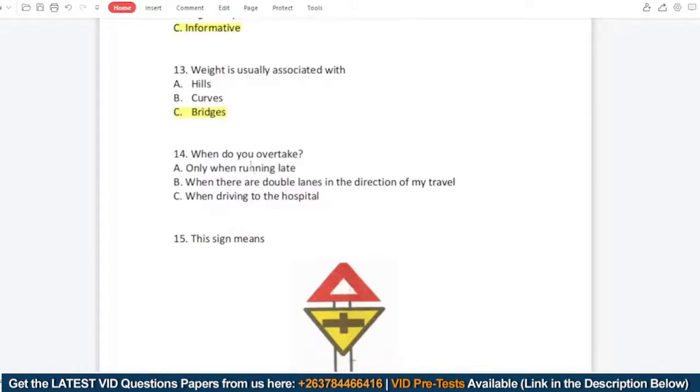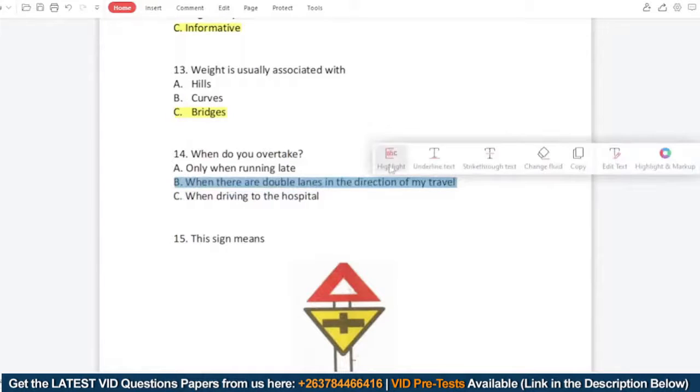Number 14, when do you overtake? Is it A, only when running late? B, when there are double lanes in the direction of my travel. C, when driving to the hospital. So do you overtake when? You overtake when there is a double lane in the direction of your travel. So the correct answer is B.